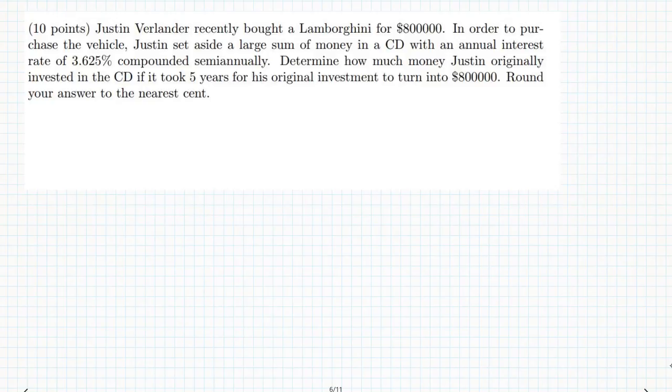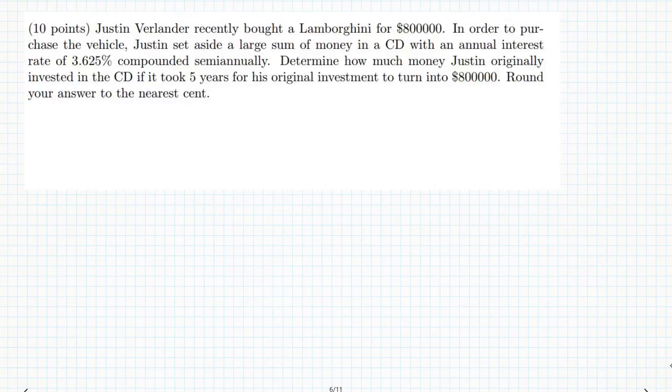Okay, so our next one. Justin Verlander recently bought a Lamborghini for $800,000. In order to purchase the vehicle, Justin set aside a large sum of money in a CD with an annual interest rate of 3.625% compounded semi-annually. Determine how much money Justin originally invested in the CD if it took 5 years for his original investment to turn into $800,000. Round your answer to the nearest cent.